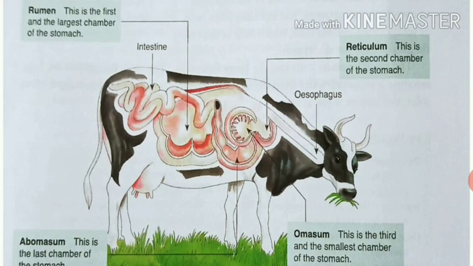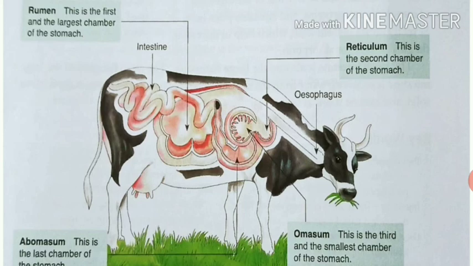Now the next part of the stomach is the reticulum. The reticulum is the second chamber of the stomach. The reticulum helps in moving the swallowed food back into the mouth for thorough chewing. The reticulum opens into the omasum.